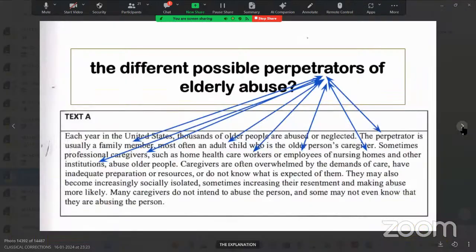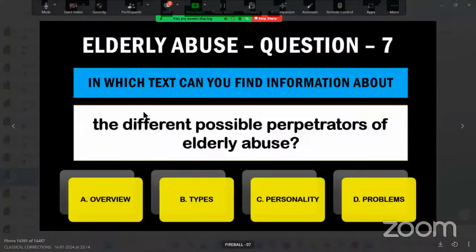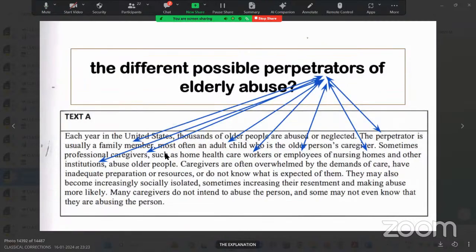Okay, now let us check it out. So see here: the different possible perpetrators of elderly abuse. You will imagine, but it's general information. Possible, not realistic. Chances are there. It's imaginary, so it will be in general information. Problems means realistic. Personality is realistic. So it is in general information. You can see possible. What are the possible employees?